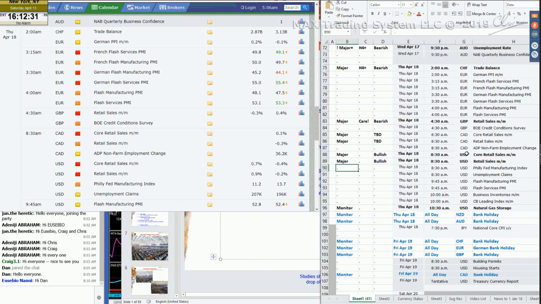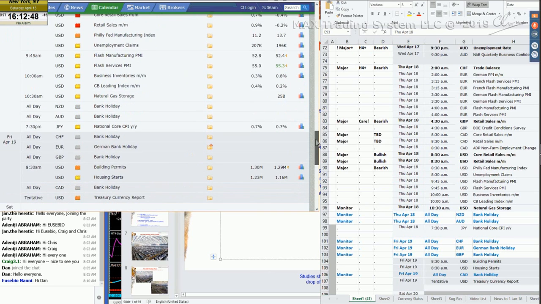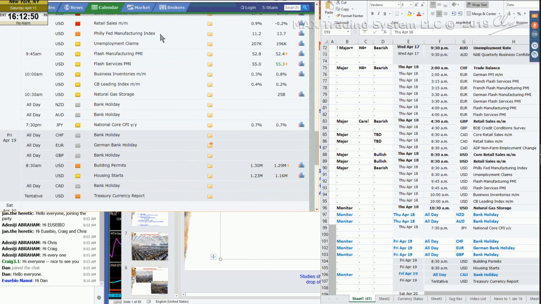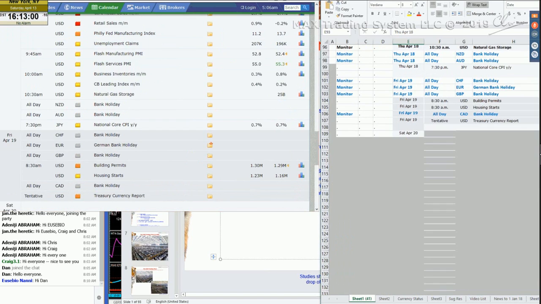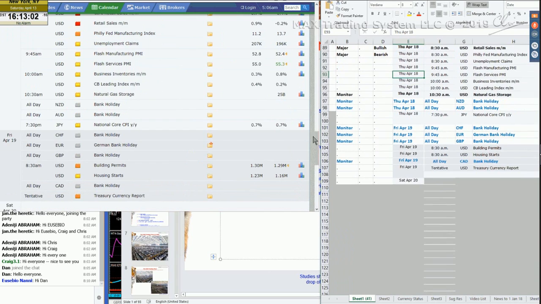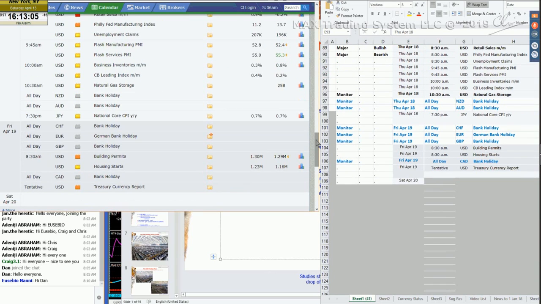Okay. And then we have the US dollar Philly Fed Manufacturing Index, so major and bearish. And then if you want to scroll down the calendar, we have to monitor the US dollar natural gas storage. Okay, done.